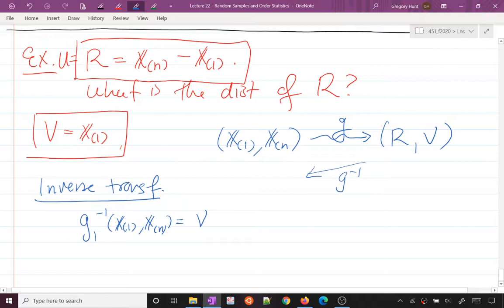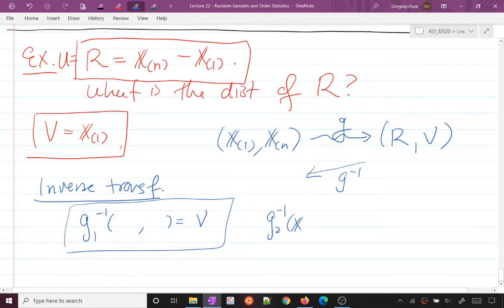And if I want to get back x1, all I have to do is look at b. So g1 inverse is v, and g2 inverse of, I guess it shouldn't be of x1 and xn, that's why I'm confused here. The inverse function takes u and v and spits out the original components. So x1 is g1 inverse, which just gives me b, because b is x1.